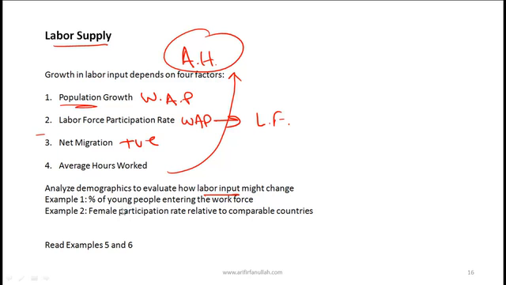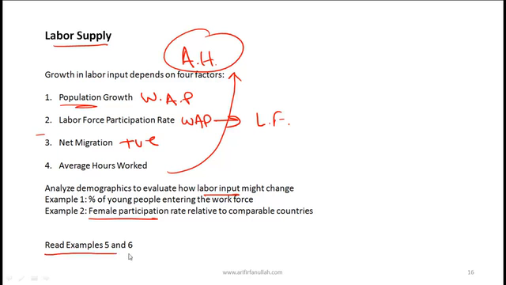Another item you might look at is the female participation rate compared to other countries that are somewhat similar. So if a given country has a low female participation rate, this is the number of working age females who are in the labor force. So if this percentage is relatively low compared to other similar countries, then an analyst might assume that in the future the female participation rate will go up, which will help the labor supply.